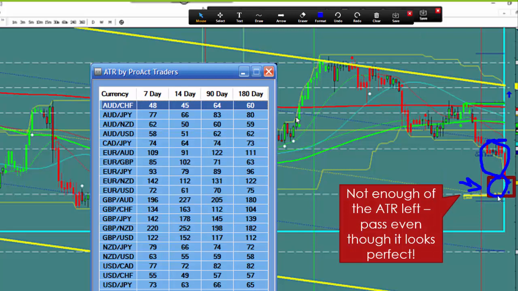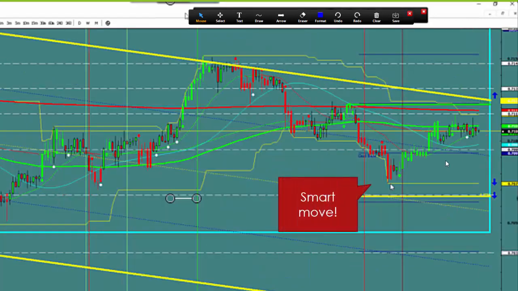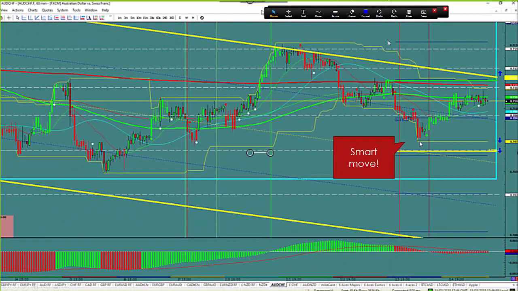Why? Because I know where the ATR is, so I know that I don't have enough room there. All right? So what happens? Gosh, that looked like a smart move. I didn't make that trade, and they didn't make it either, and they gave it all back. See? Now, once you know where the ATR is, you can dramatically simplify your trading checklist, okay?